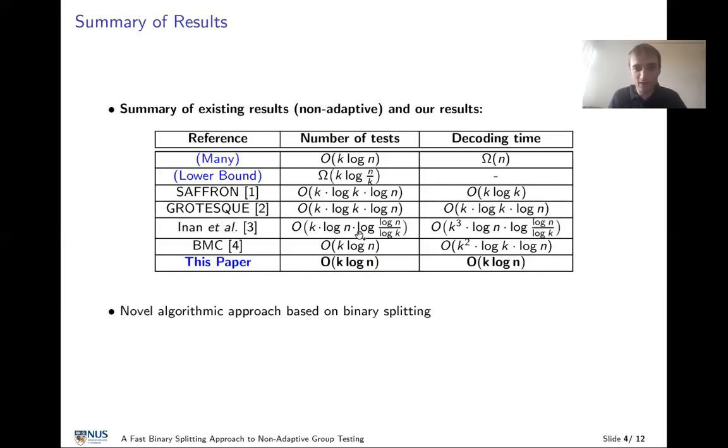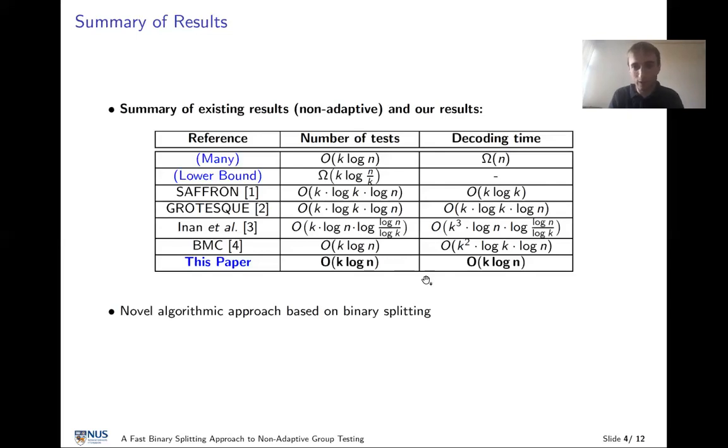Then there were a couple of follow-up works that were trying to further drive down the number of tests while keeping the decoding time sublinear. And they did succeed in that. So first of all, this inner log factor was reduced to a log ratio of logs, which could even be a constant depending on the scaling of k. And then this recent paper, bit mixing coding, actually got k log n in all the sparsity regimes. But both of these more recent works had a fair bit higher decoding time, a k squared term in BMC and even a k cubed term in this other paper.